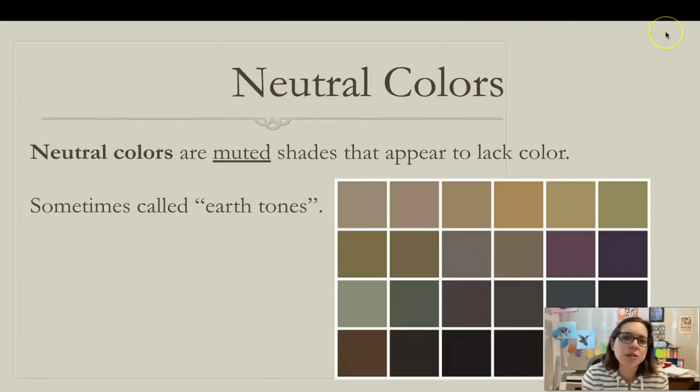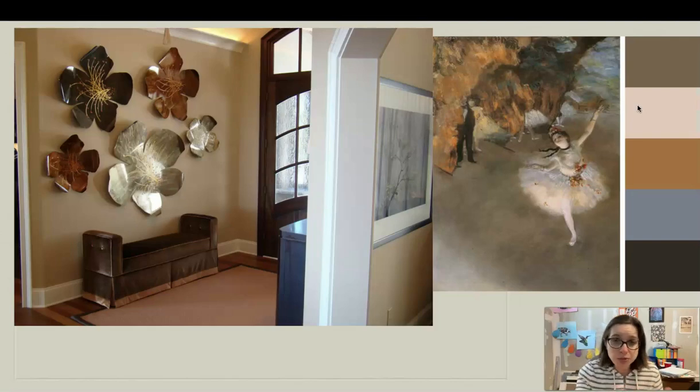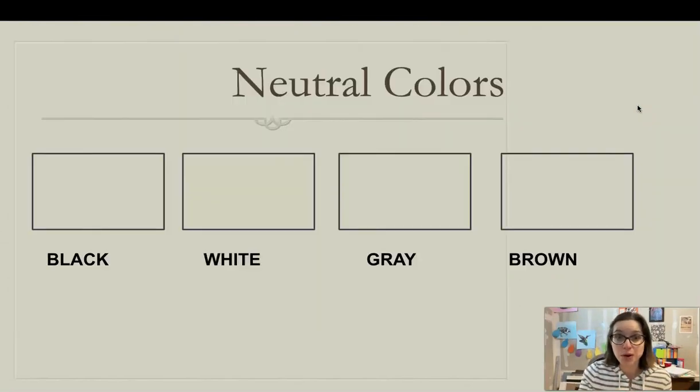Our last set of colors are called neutral colors. These are muted shades that appear to lack color. Now they seem to have some colors, right? This might have some green, this might have some orange, this might have some violet, but we think of them more as earth tones, right? Blacks, grays, browns. And we do see neutral colors being used in paintings and inside room decor.